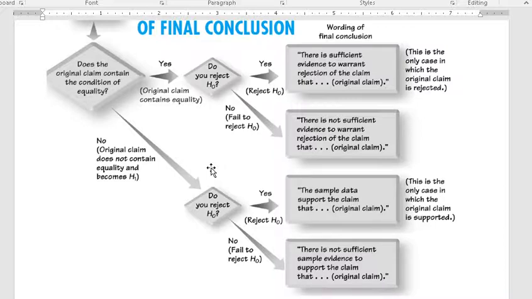Any wrap-up or follow-up on problem number 12 here? Okay with that one?